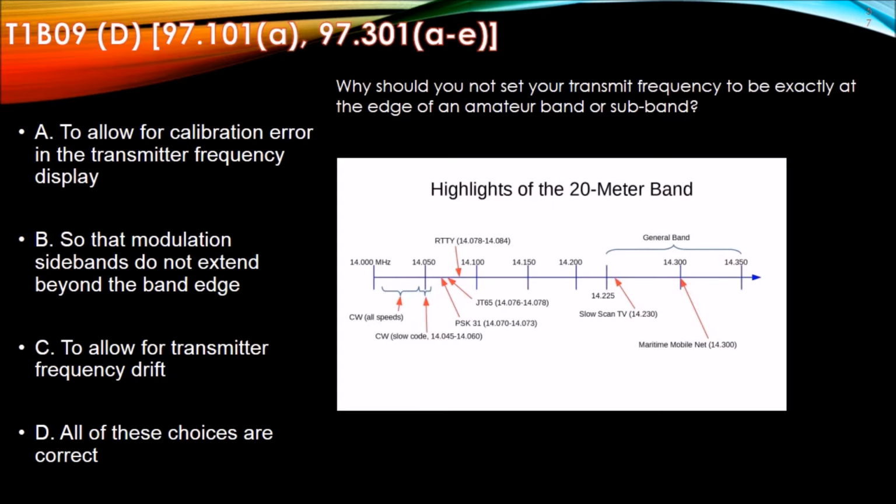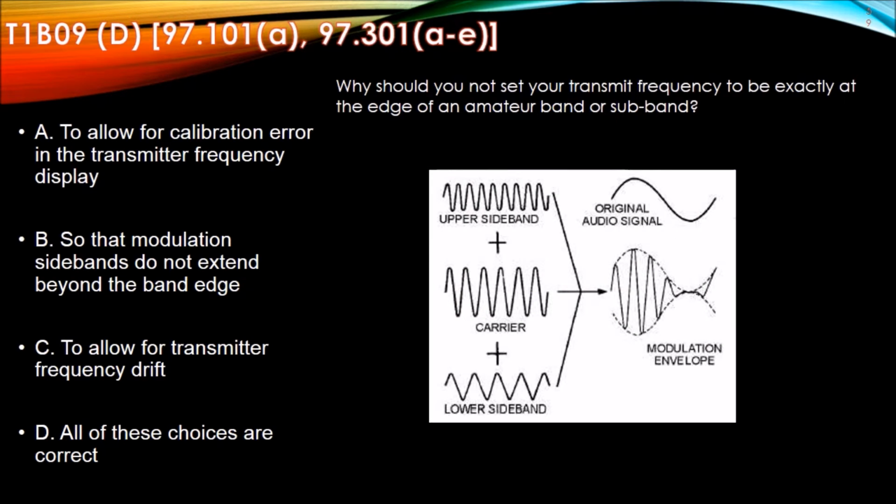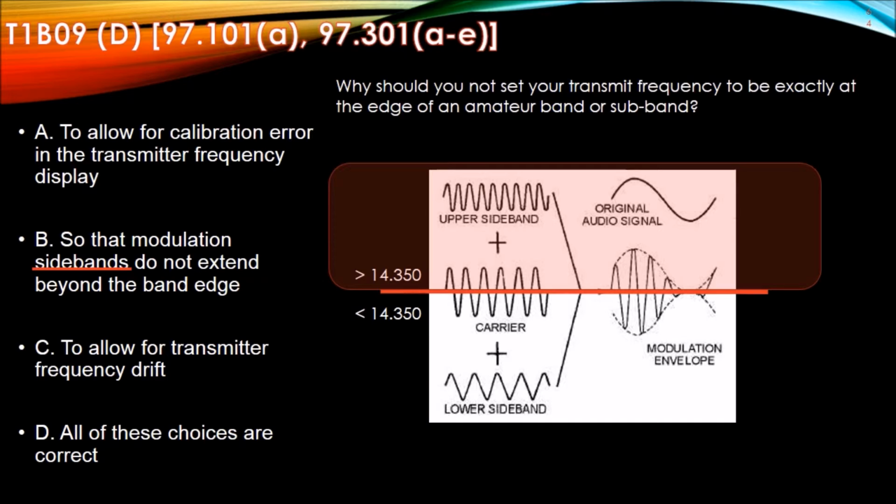Now what I've put up here is the 20 meter band, and we're going to be talking about if you were to set your frequency on the radio to 14.350 exactly. So here's kind of a pictorial diagram of an AM station with upper and lower sideband. And if this frequency here was below 14.350 and this area is above 14.350, you can see that this entire segment, half of the AM carrier and all of the sideband, would be out of frequency.